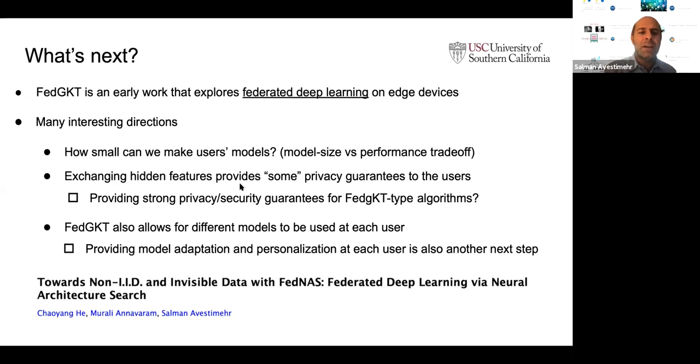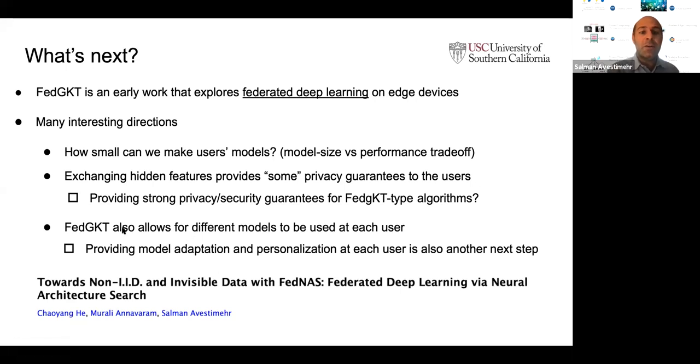Another issue is, in these methods, you have to provide the hidden features to the server to do the model training at the server. These hidden features may leak some privacy guarantees. So how would you do that? Meaning, how would you think about aggregation methodologies beyond just averaging?